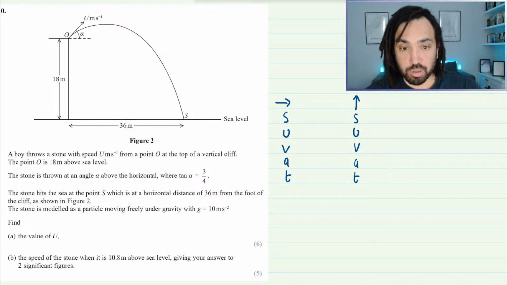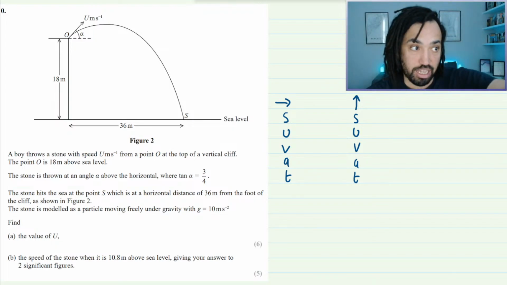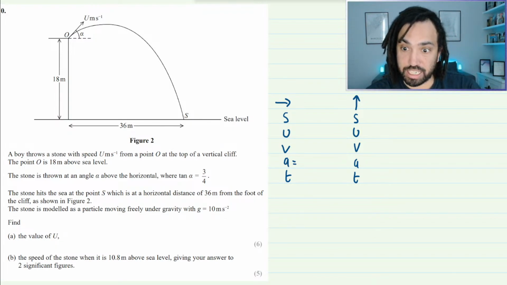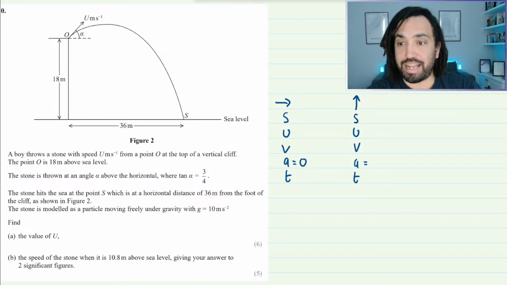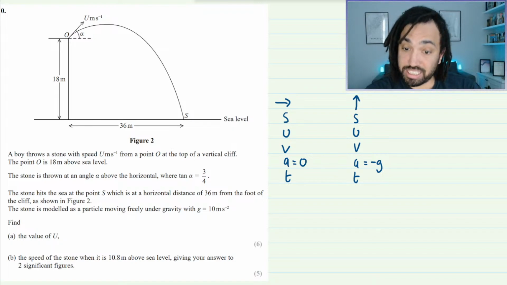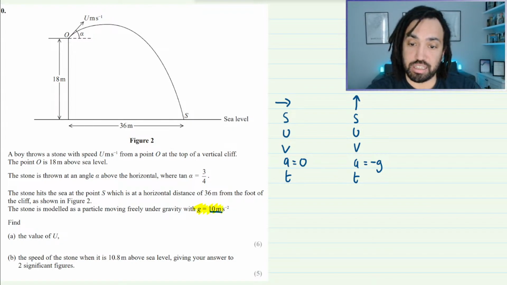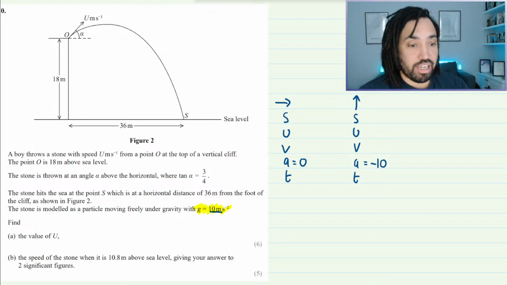Okay, what have we got? Suvat. I write that way, and I write that way, and then I write in, because this is always the same, a is 0 in the horizontal, and going up, it's always minus g, which in this case is actually 10, which is a bit tricky. That always throws me. I always forget to check for that. So don't do that in your exam. Always check if they say minus 10 in there.